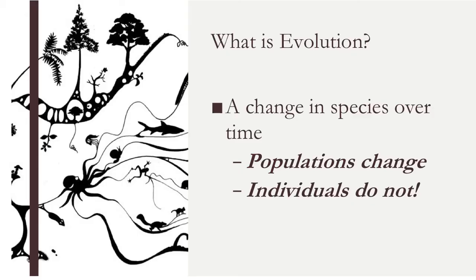So when we look at evolution, let's start out by giving it a definition. Evolution is any change in a species over time, meaning any change in a population, or a group of organisms of the same species, when they change over time.